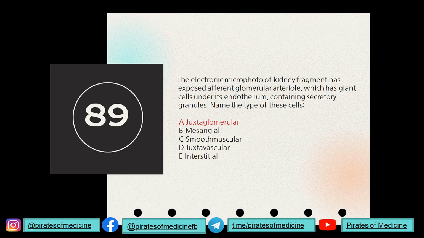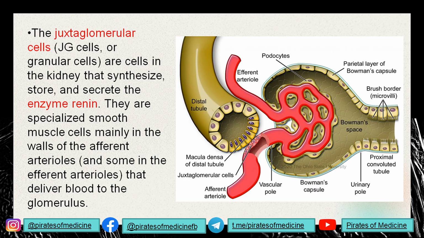89th question is that the electron microphotograph of a kidney fragment has exposed afferent glomerular arteriole, which has giant cells under its endothelium containing secretory granules. Name the type of these cells. So to understand this, let's look at some of the cells of the renal apparatus. First of all, we have our friend the juxtaglomerular cells, the JG cells or the granular cells. Now these are the cells that synthesize, store and secrete the enzyme renin. So these are responsible for secretion of renin.